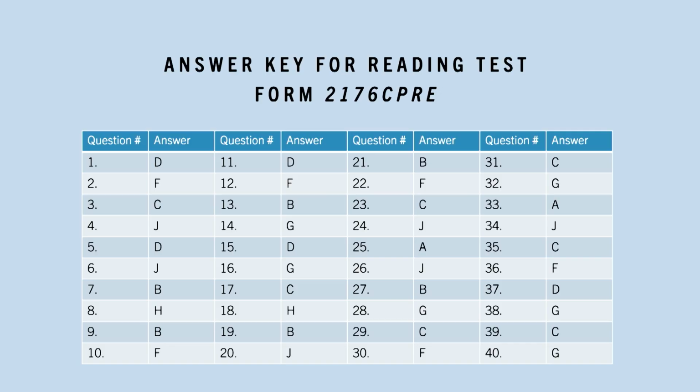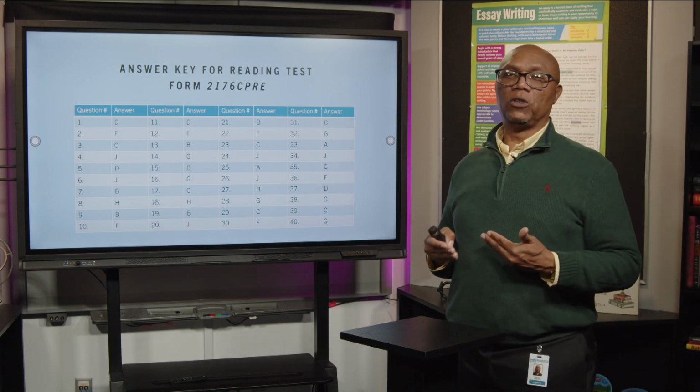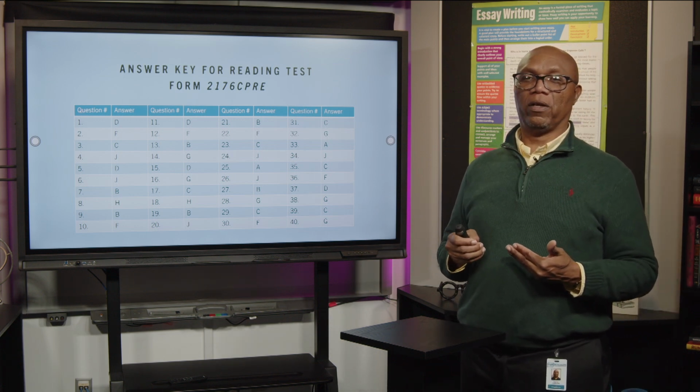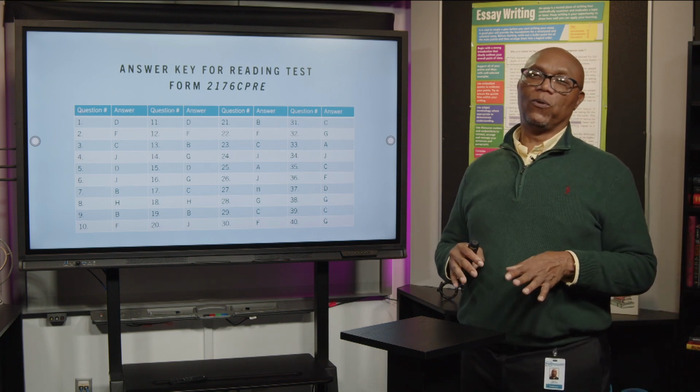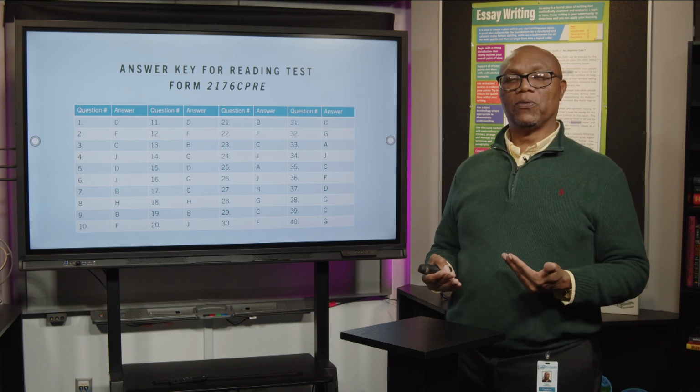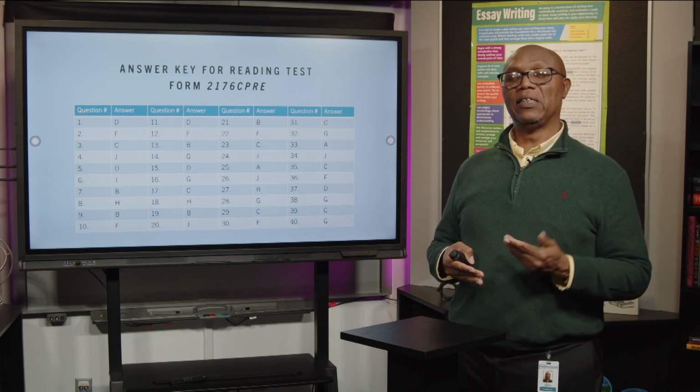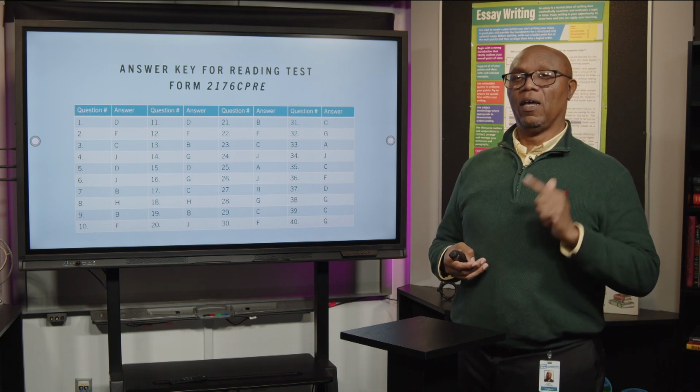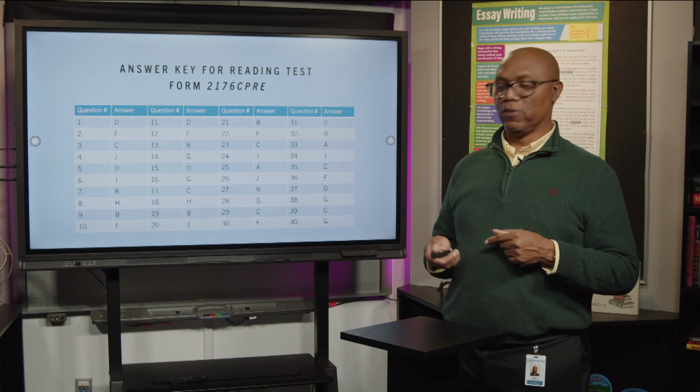The first thing we want to do is look at the answer key. The answer key that we received for the test form that we had, 2176 CPRE, these were the answer choices. We'll go through and look at each individual question, so don't worry about writing them down. We'll tell you what the correct answer was and what the rationale for that particular question was also.